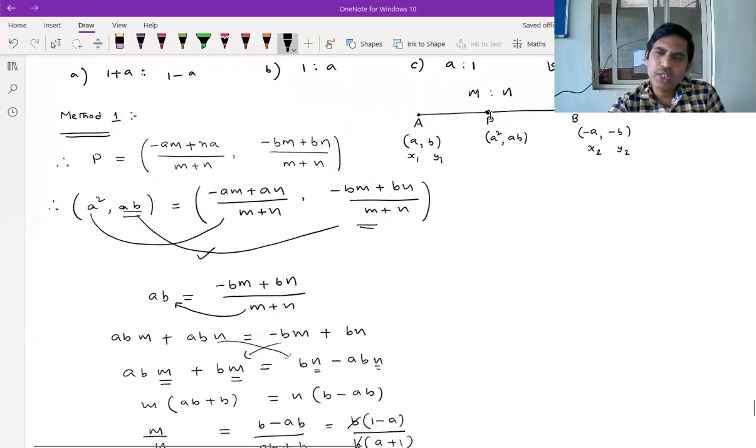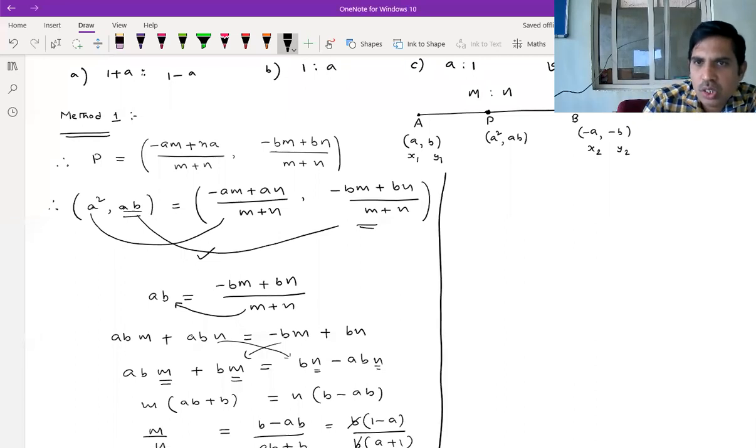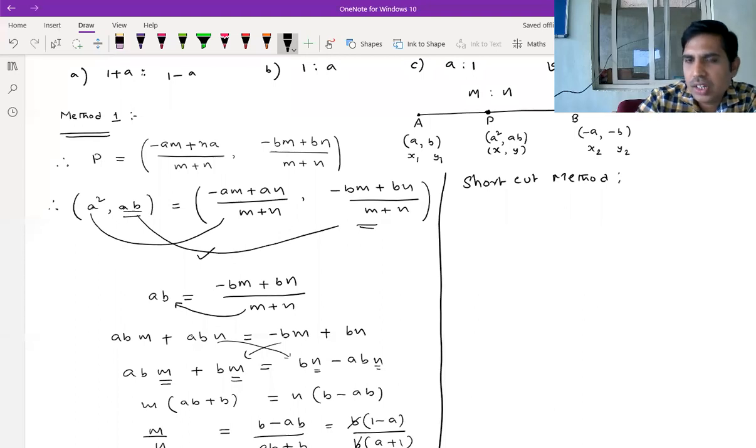Right. Here, which one divides internally? The point P divides AB internally, so only the internal formula is applied here. So this is one method. Now I will give the shortcut method, or formula method. So this point is taken as x comma y. I will show the screen. Observe.